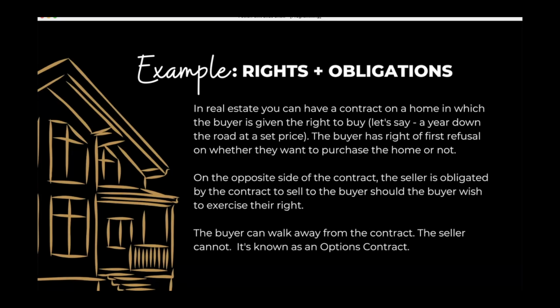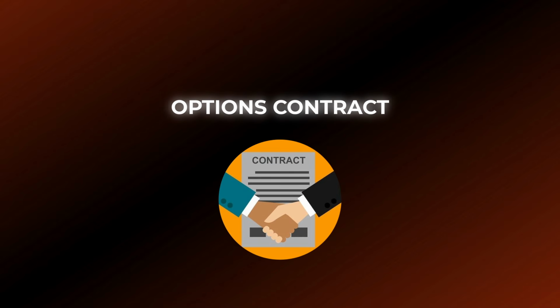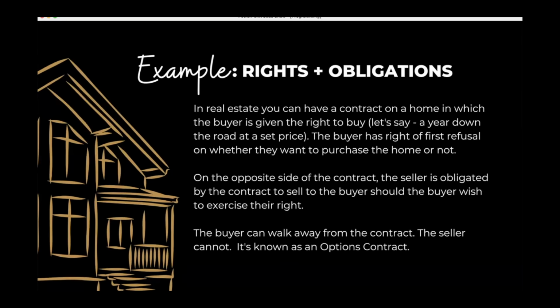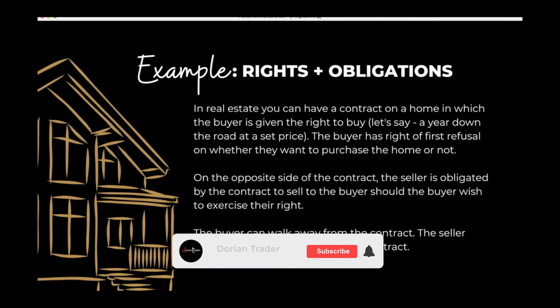On the opposite side of the contract, the seller is obligated by the contract to sell to the buyer should the buyer wish to exercise their right. The buyer can walk away from the contract. The seller cannot. It's known as an options contract. This is in the real estate world. A number of you have been in real estate for years and you understand this. I've used the example in the past of rent to own when you're doing a covered call. This is absolutely true too. This is how it works.